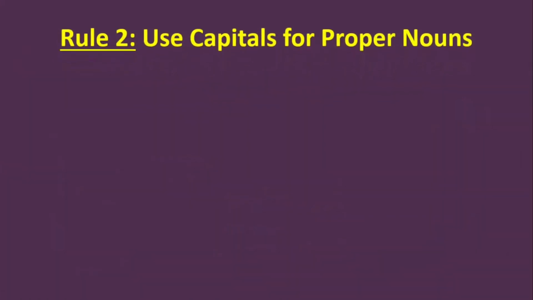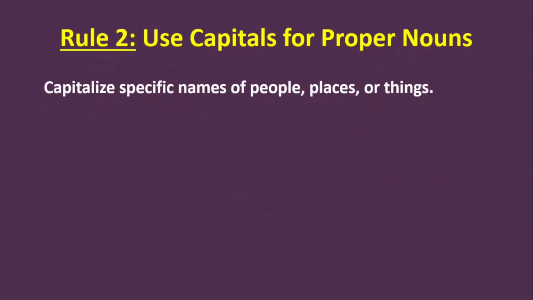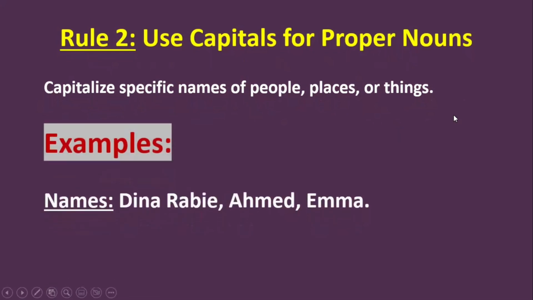Rule number 2 is use capitals for proper nouns. Proper nouns are those nouns that are given for specific names of people, places, or things. For example, my name, Dina Rabie, Ahmed, Emma. Okay, so those are names of people. Notice here that if we have a name that contains two parts like this, Dina Rabie, then it means that the two words should be capitalized. But if I have a name without a space in the middle, then in this case, I will only capitalize the first letter. So if we have a space, we have to capitalize the two parts.